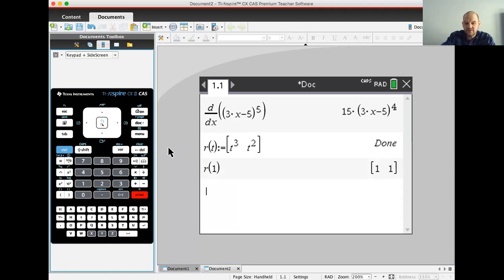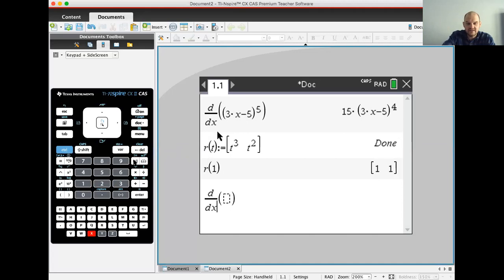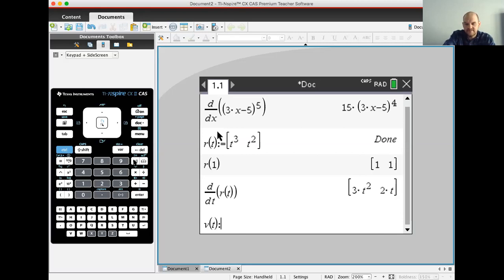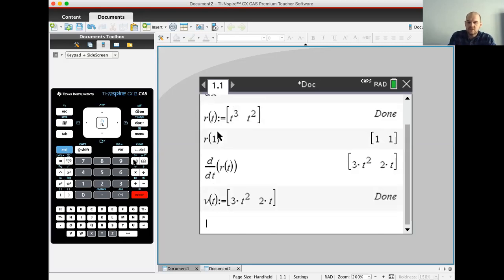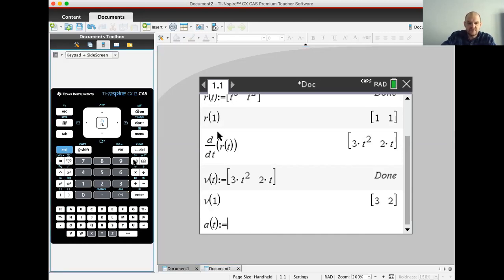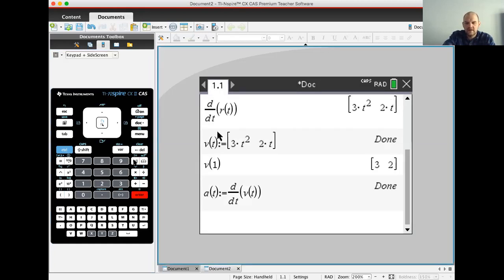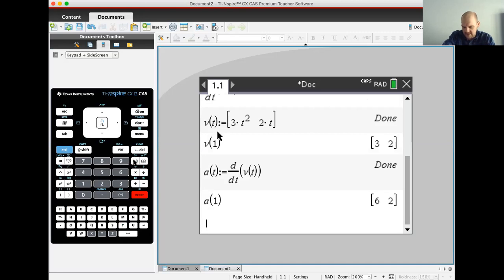I can find the derivative. The calculator does not care as long as your dimensions match up. So I'm going to find the derivative of r of t. This is v of t. So now I define that, and I can find v of 1 and get 3, 2. And then I can find the derivative of that. I'm going to say a of t is the derivative with respect to t of v of t. And I'll find a of 1, and I get 6, 2.